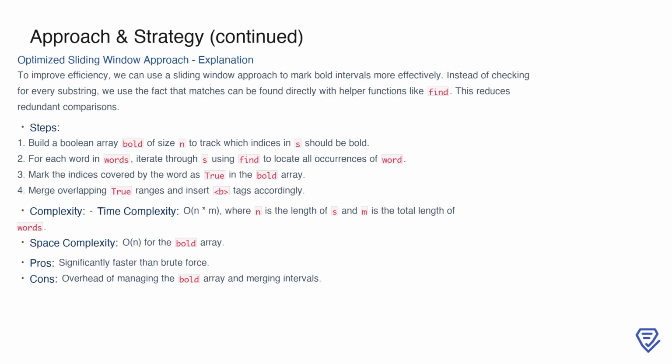This approach reduces the time complexity to O(n * m), where n is the length of s and m is the total length of the words list, while maintaining a space complexity of O(n) for the bold array. It's a significant improvement in efficiency, though managing the bold array and merging intervals introduces some overhead.